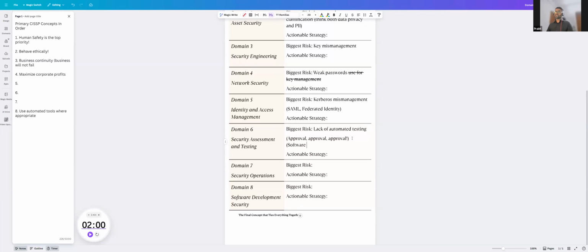So DAST, SAST, and IAST. When to do what? That clarity you need to have. Great. Should we move to Domain 7? Yep. Domain 7, biggest risk, it's security operations.